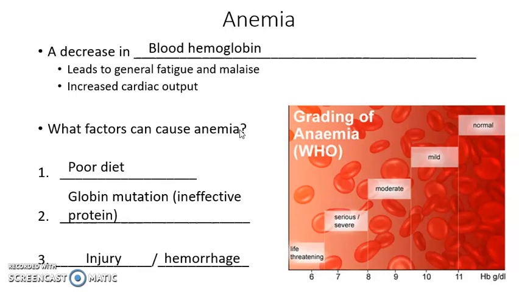What factors can cause anemia? Number one would be a poor diet. Not only do you need protein, right? You need protein to make protein, right? So you need protein to make hemoglobin. But the other thing you need is iron, right?